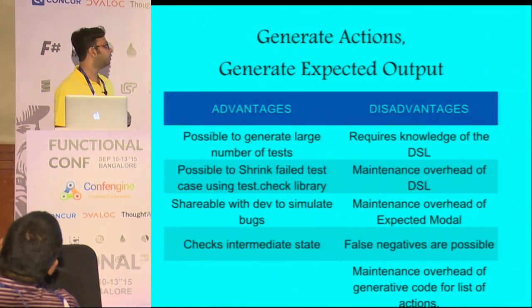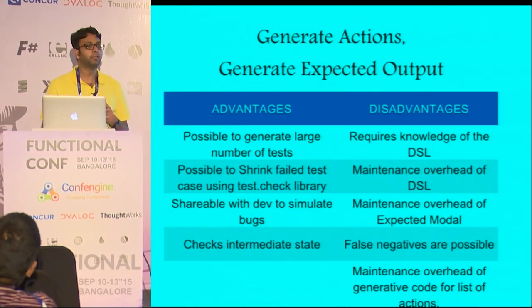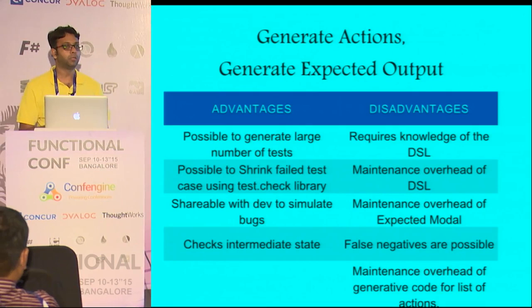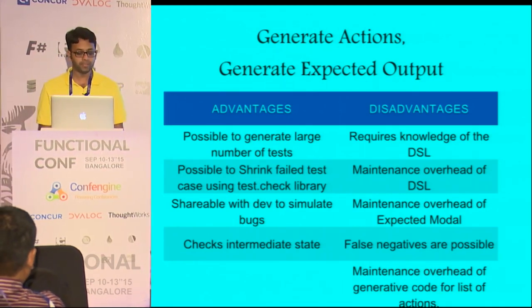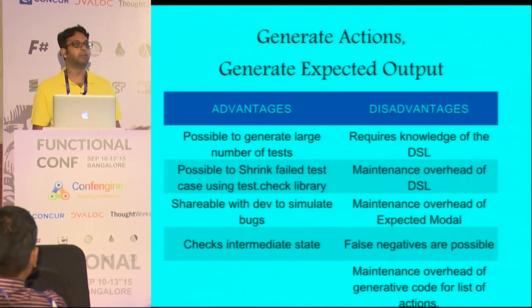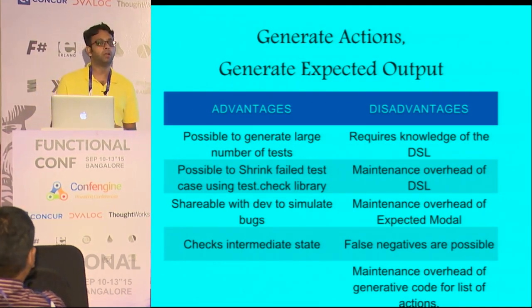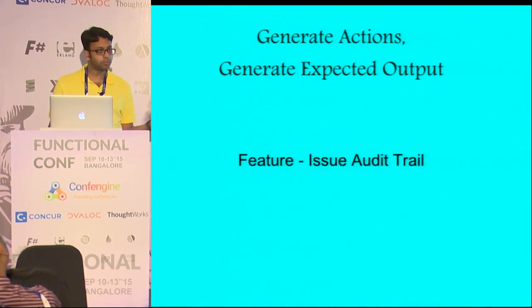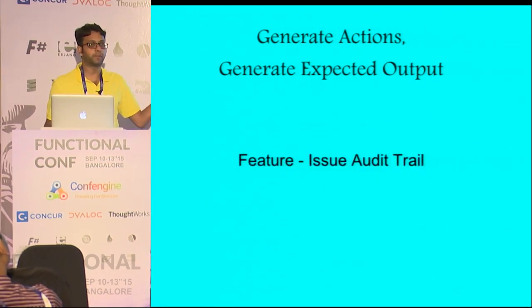So there is a way out. There is something called test.check, which will allow you to shrink your output into a smaller test case, and it becomes really great. But again, it becomes hard. You need the knowledge of how to write this. So let's look at an example of this.